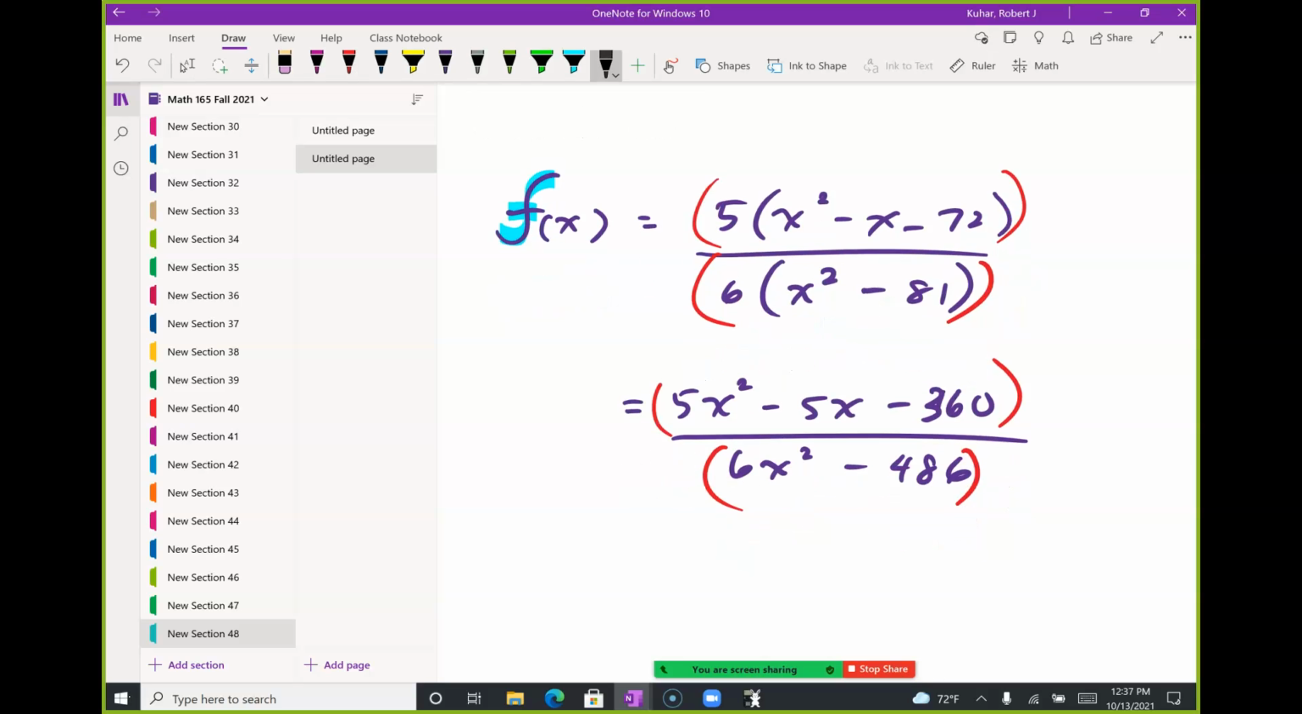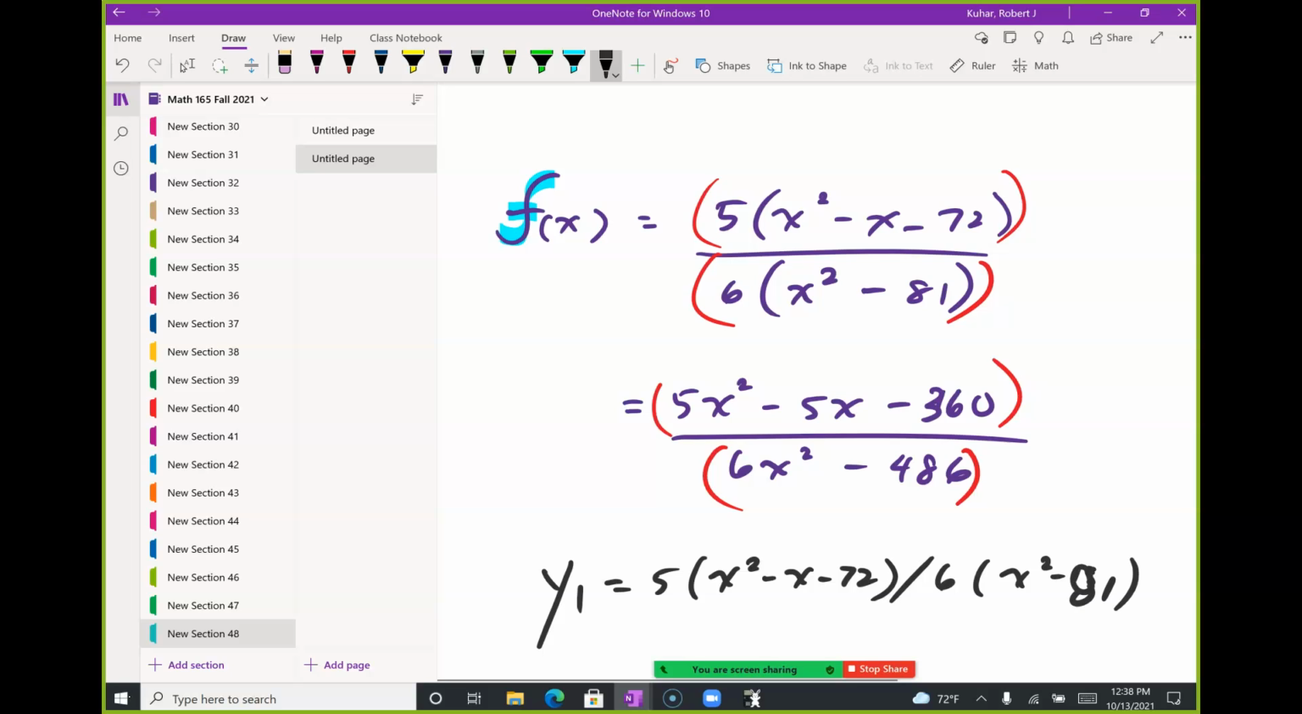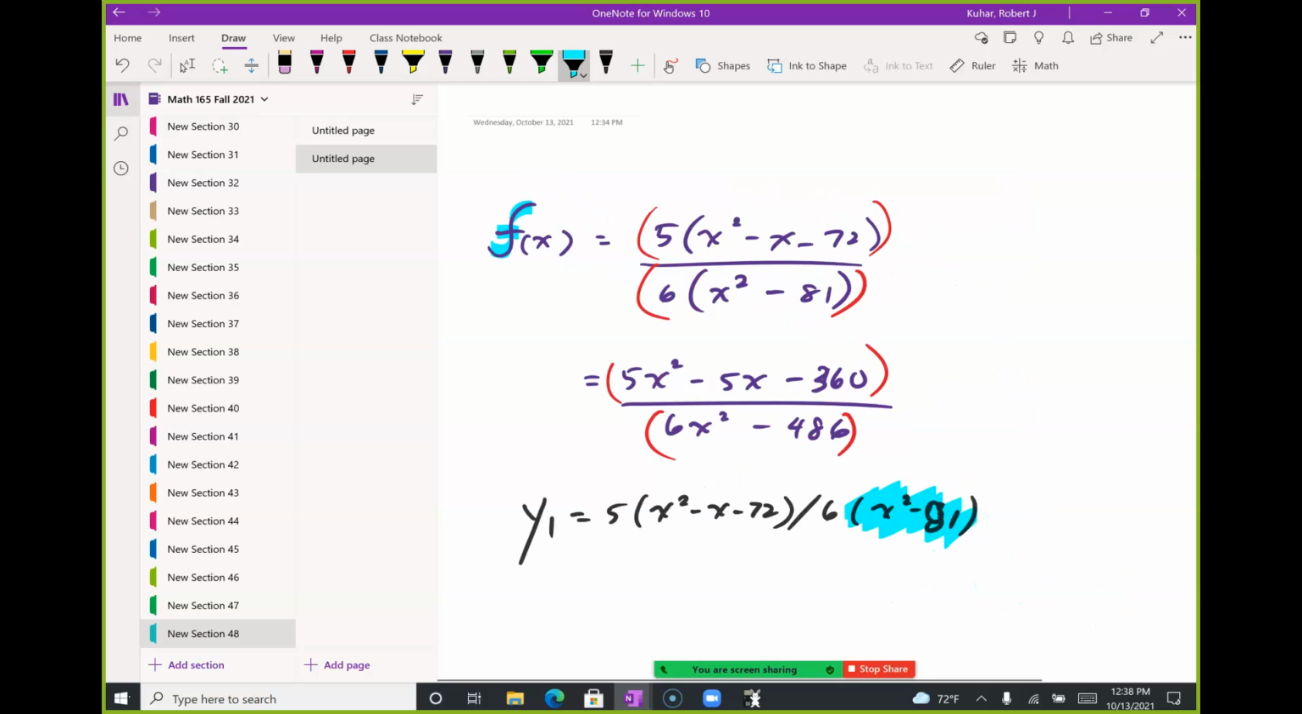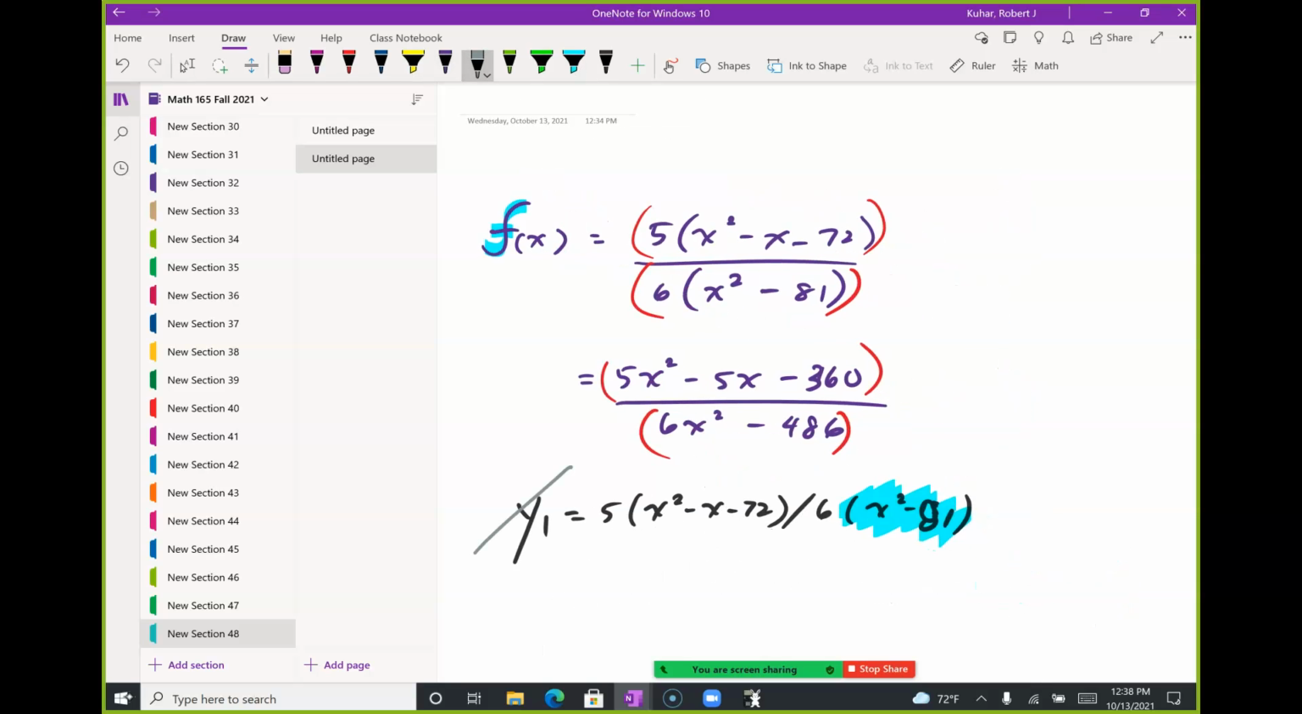Like for example, if I typed in y1 equals 5 times x squared minus x minus 72 divided by 6x squared minus 81, it's going to take this x squared minus 81 and think it's in the numerator. So you have to be really careful about the calculator. It's pretty dumb. Okay, so you have to be really careful about how you're putting things in the calculator.